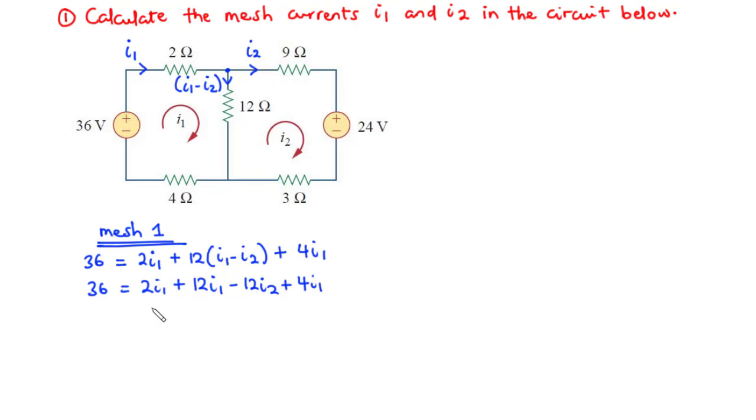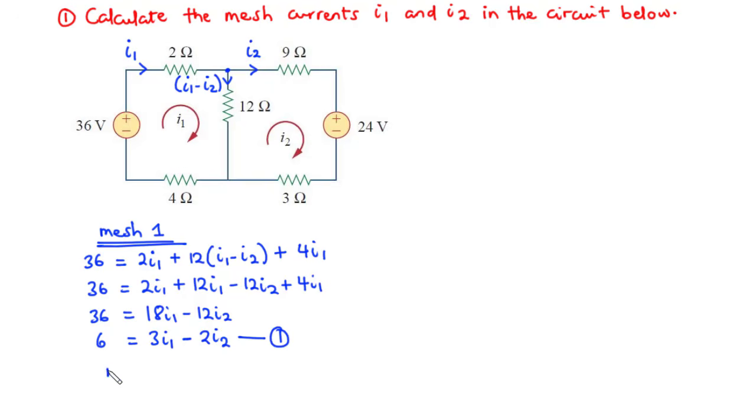So we simplify the equation. We have 2I1 and then 12I1 plus 4I1. So 2 plus 4 is 6 plus 12 is 18. So that becomes 18I1 and then minus 12I2, and that is equal to 36. Now we can divide through by 6. 36 divided by 6, we have 6 equals 18 divided by 6 is 3. So we have 3I1 minus 12 divided by 6 is 2. So we have minus 2I2. Now let's call this equation 1.